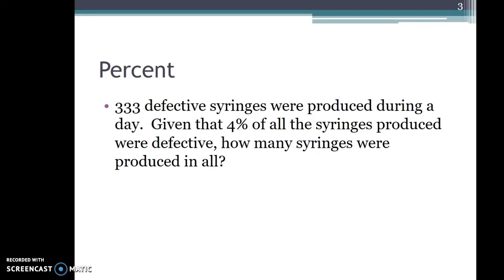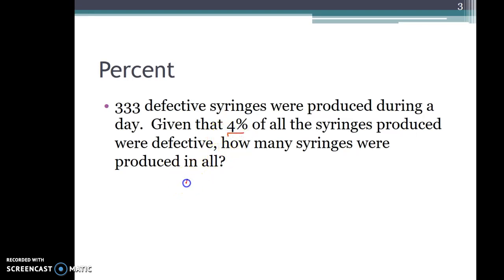For our second sample of a percent problem, we have 333 defective syringes were produced during a day. Given that 4% of all the syringes produced were defective, how many syringes were produced in all? Once again, I will start with the percent. So right here is my 4%.